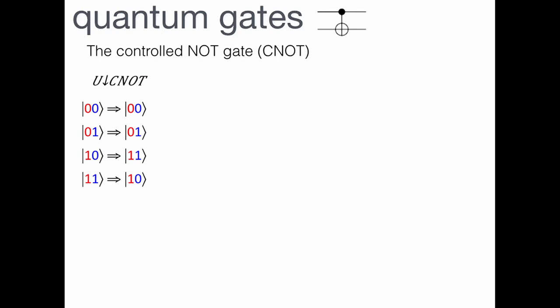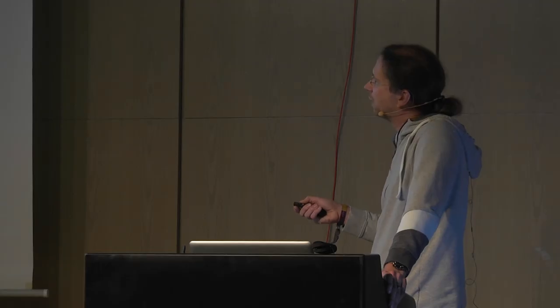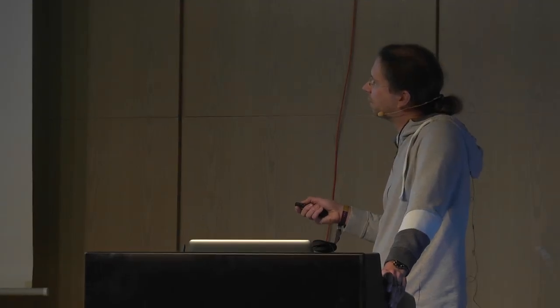I show you an example, not for diamond, for another spin system, because that's a little bit easier to explain on one slide. But more or less, I guess you get the idea of how we are doing that with quantum gates. So I show you the controlled NOT gate, the CNOT gate. For the few of us who don't know what that is, we have a control bit. This is the red one, and we have a target bit, the blue one.